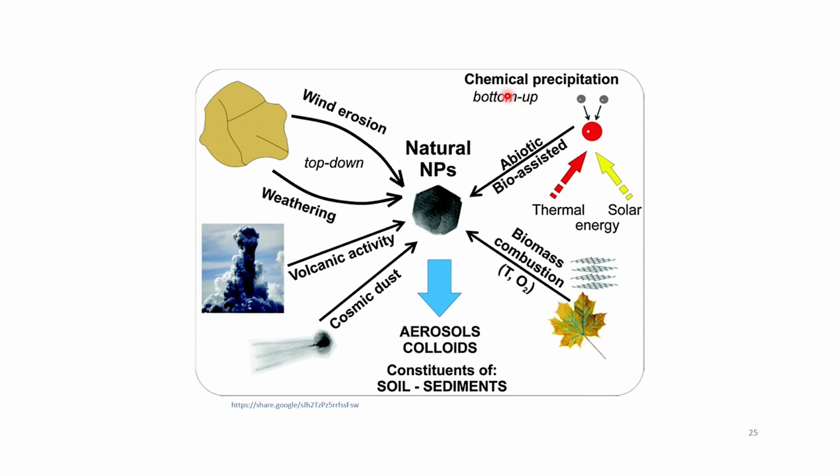The bottom up approach includes chemical precipitation, where abiotic or bio-assisted techniques are used for smaller atoms and molecules to aggregate into nanoparticles. The small atoms and molecules create nanoparticles. That is the bottom up approach of nanoparticle synthesis that is also found in nature, and this happens with thermal and solar energy. Or biomass combustion can also result in a bottom up approach of natural nanoparticle synthesis. So these nanomaterials are basically found in nature in the form of aerosols and colloids or constituents of soil sediments.